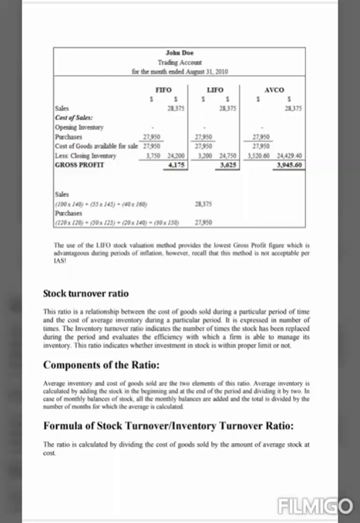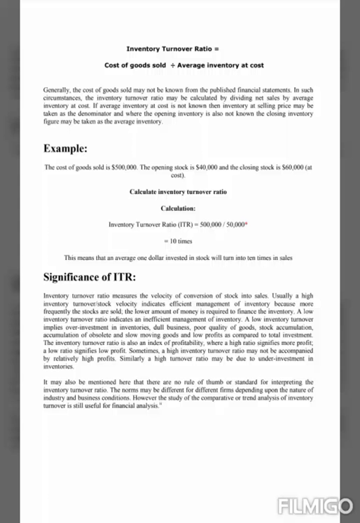This is a small calculation given over there, and this is another slide which represents the inventory turnover ratio, the cost of goods sold divided by average inventory. Generally the cost of goods sold may not be available from the published financial statements. In such circumstances, the inventory turnover may be calculated by dividing net sales by average inventory. Here is a small example.